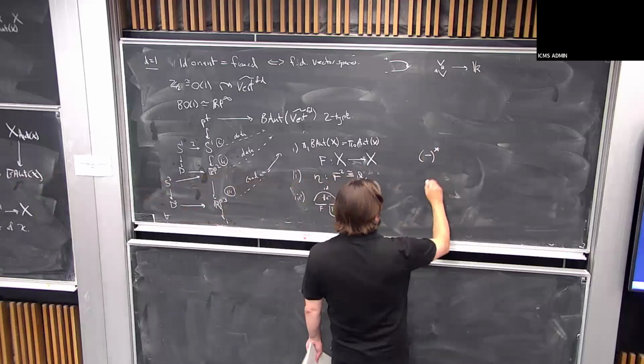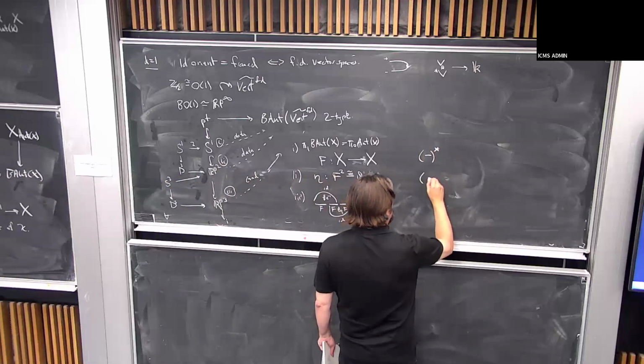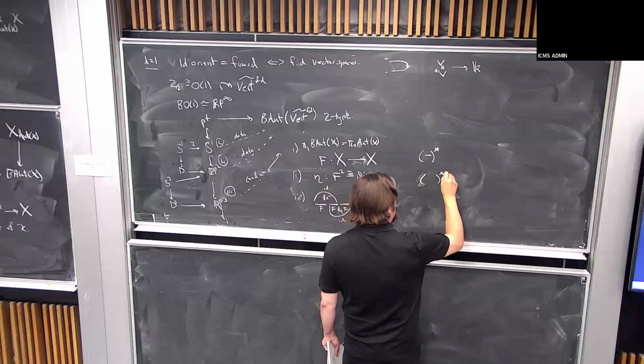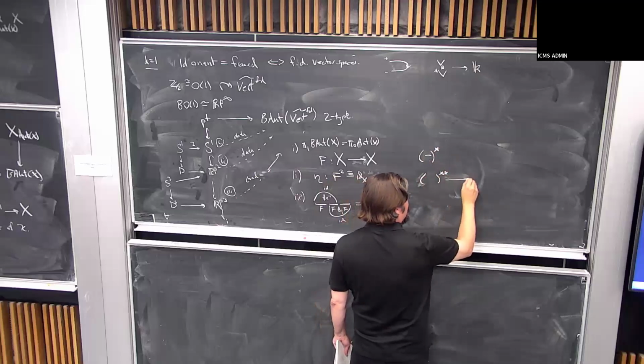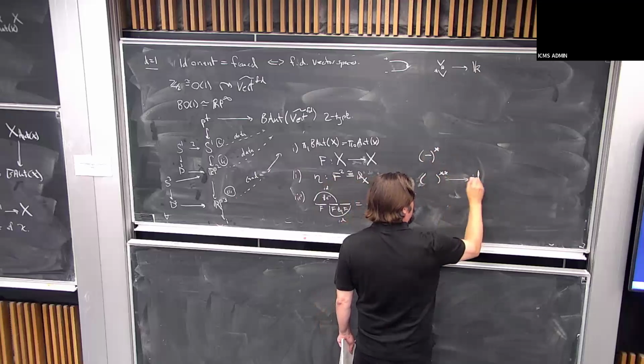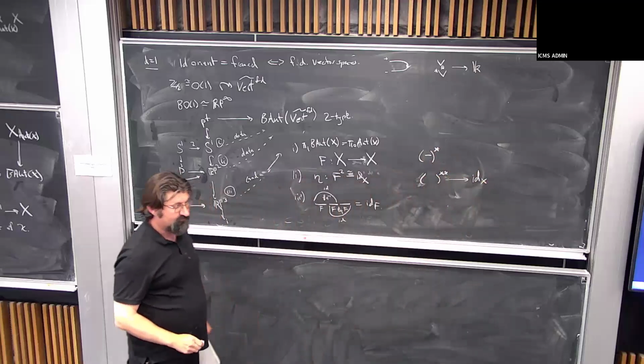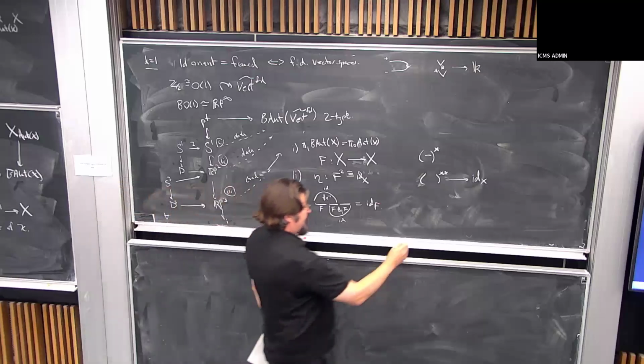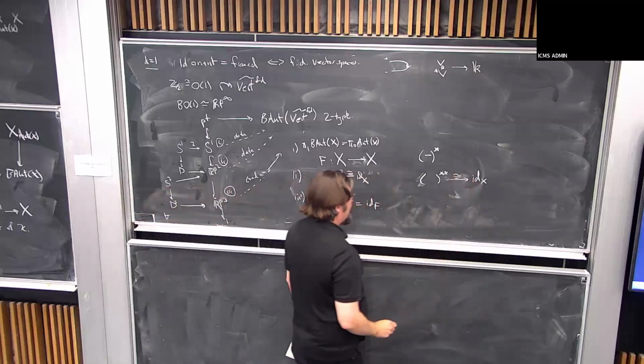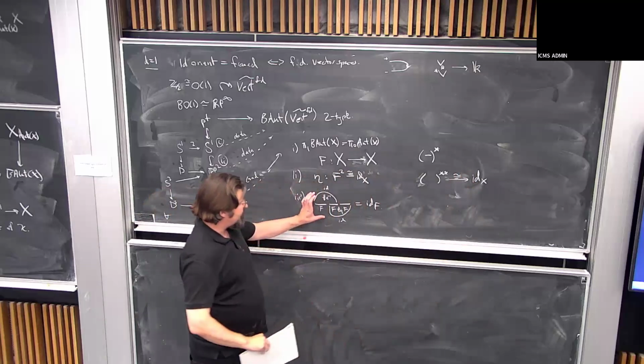Okay, so if I apply this functor twice, well, we know that doing the double dual for finite dimensional vector spaces is naturally isomorphic to the identity. And this is a natural isomorphism. And it does in fact satisfy this.